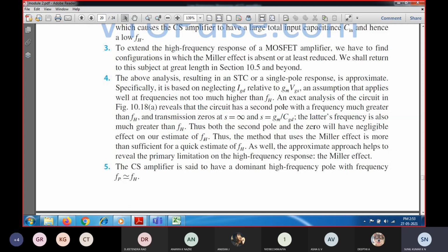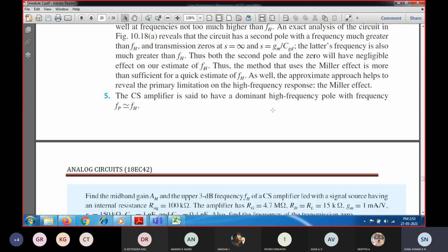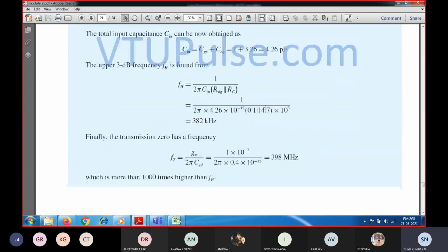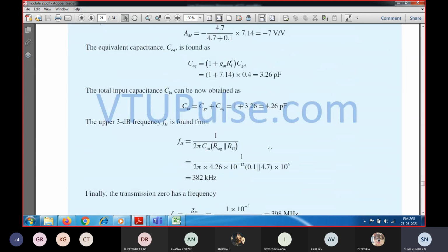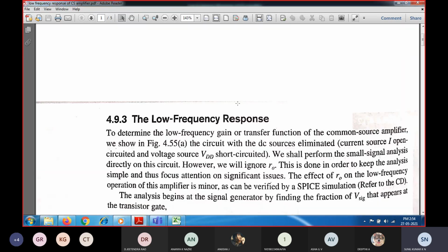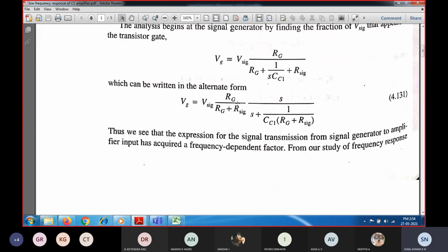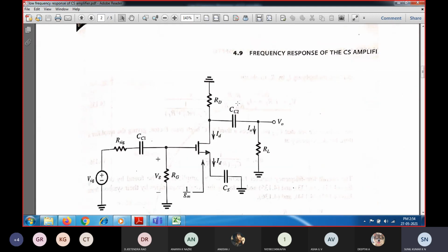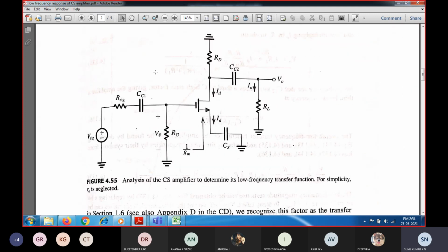Okay, so once you are aware of this transfer function, the next thing is that we need to find out the low frequency response of the common source amplifier. So now coming to the low frequency response of the amplifier, again come back to the same circuit. So okay, this is the next topic.